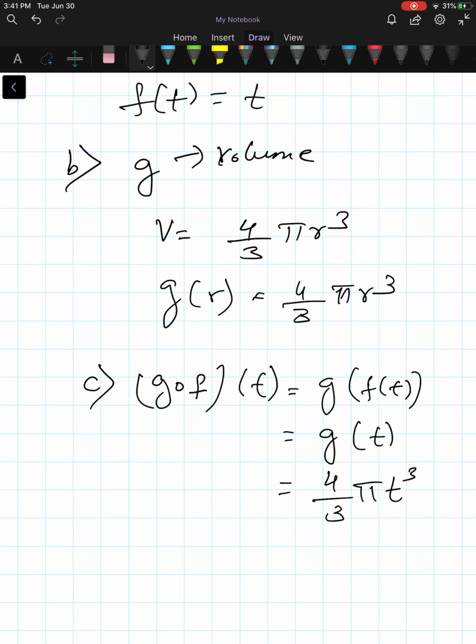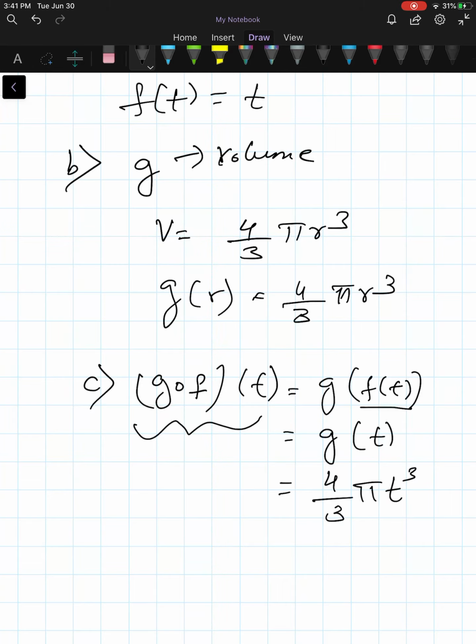So what do you exactly get? We get the volume of the balloon as a function of time. That is, first you apply f of t on the radius. So you will get the total volume that the balloon would have acquired, or the volume of the balloon at a particular time t. That is what is given by the composition of these two functions. So this is how you apply the composition in a real world scenario.